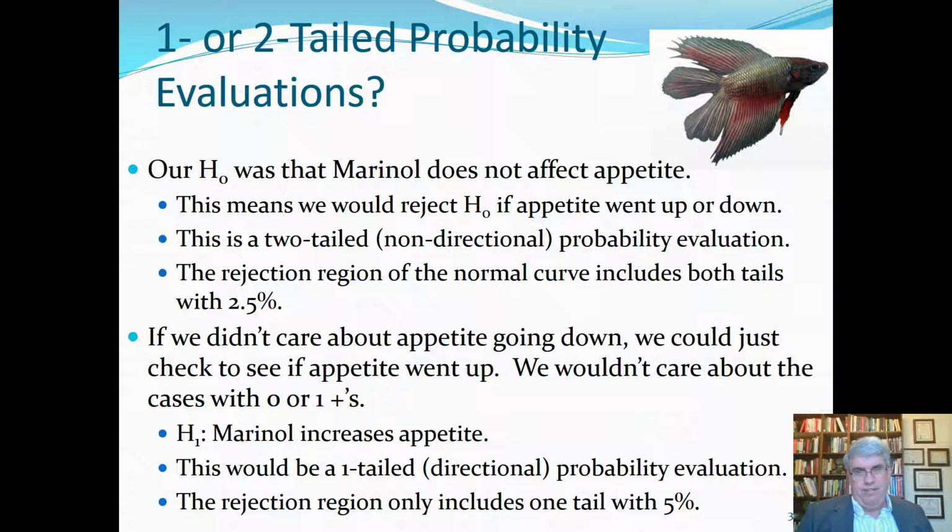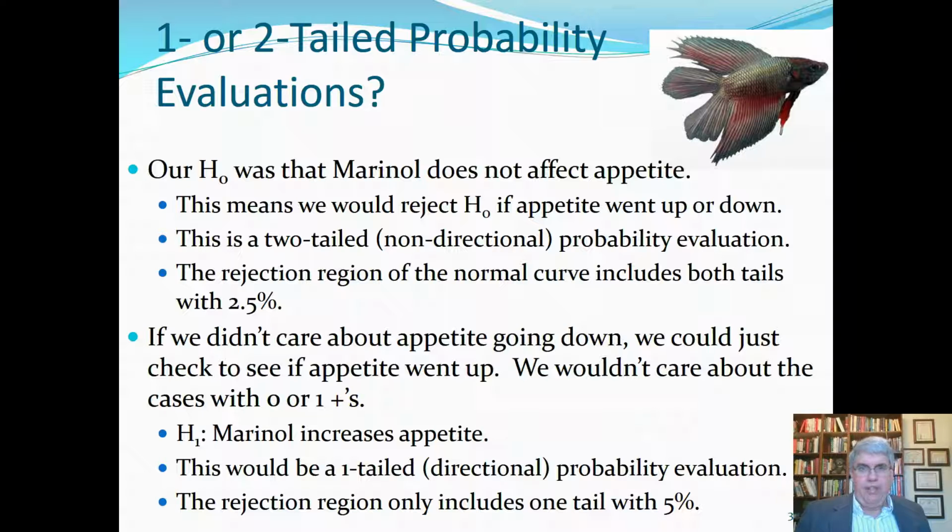These people are starving to death anyway. We just want to find out if it causes it to go up. We could just check to see if the appetite went up. We wouldn't care about the cases with the 0 and 1s. We would just be interested in the 9s and 10s. And so that way, we would reformulate our main hypothesis.